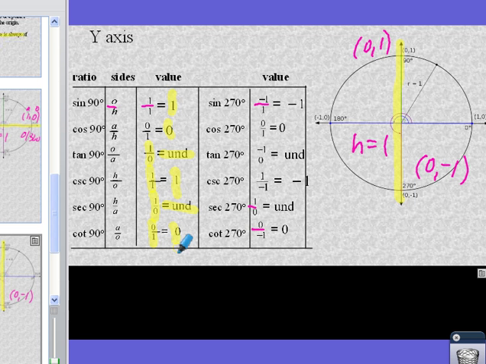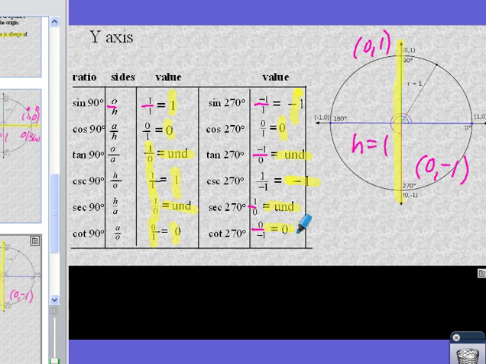270 is going to be very similar, except our opposite is negative 1 instead of 1. So we've got negative 1 over 1 for the sine. Cosine of 270, 0 over 1. Tangent of 270, again, we have a negative 1 over 0, which will be undefined. Cosecant, this is negative 1. Hopefully you can see that. Secant is 1 over 0, undefined, and cotangent is 0 over negative 1, which is 0.